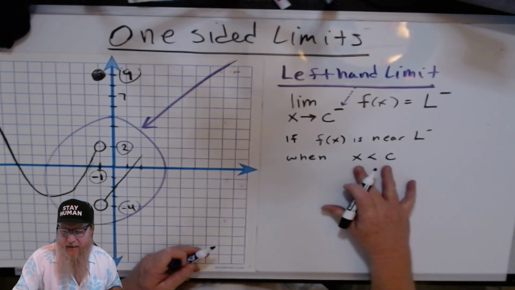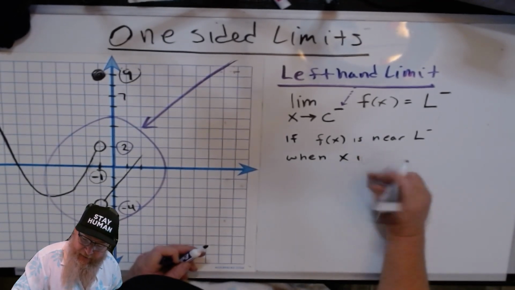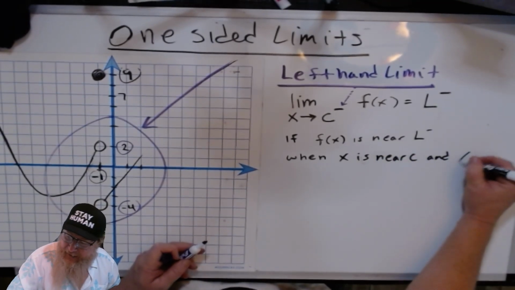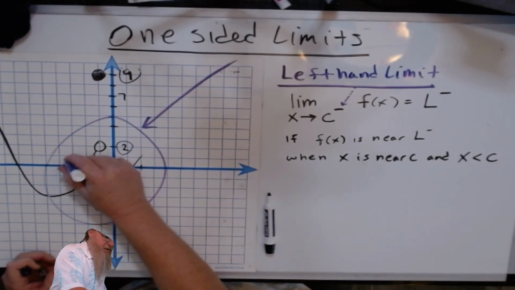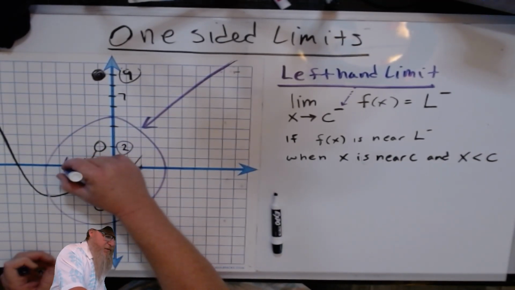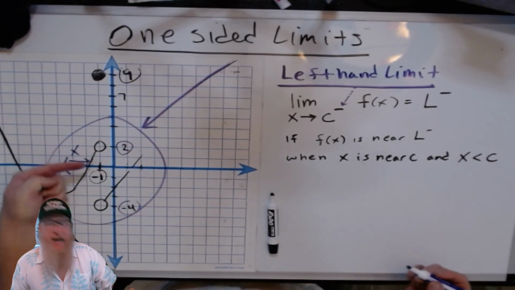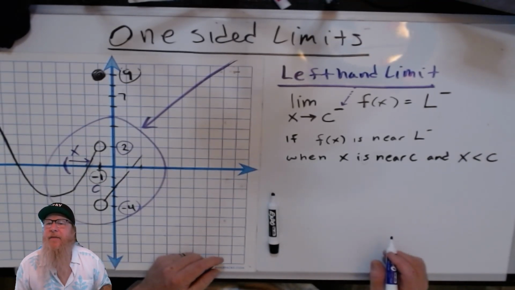It also has to be near, so maybe I'll say when x is near c and less than it. In other words, we're over here. So x is on the left-hand side of whatever c is. This is our c. We'll call that the left-hand limit.